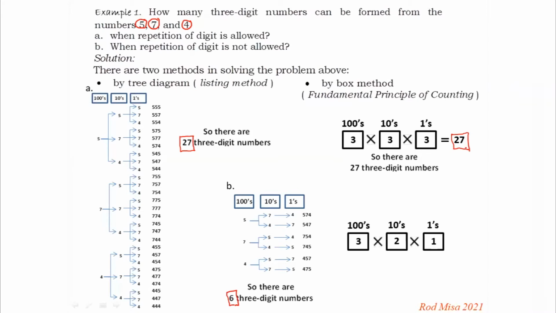So multiplying these numbers, we have 3 times 2 times 1. The product is 6. So therefore, there are 6 3-digit numbers we can form from 5, 7, and 4. And you notice that our answer here is the same as when we used the tree diagram.